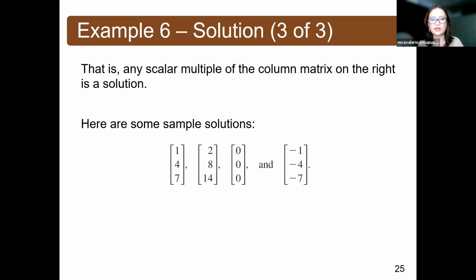So here are some sample solutions. You have 1, 4, 7. If t is equivalent to 2, then you have 2, 8, 14. If t is equal to 0, then you have 0, 0, 0. If t is equal to negative 1, you have negative 1, negative 4, negative 7. So all these are actually sample solutions. They are all accepted, since we remember that the solution set is t times 1, 4, 7, and we can assign any value.